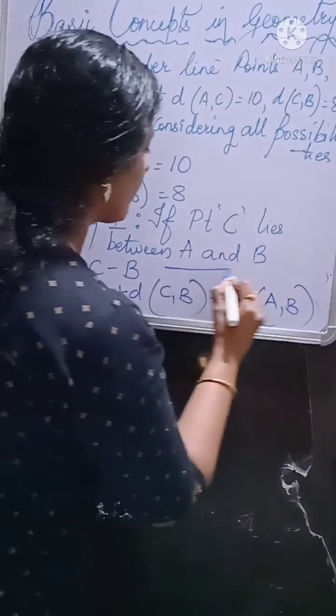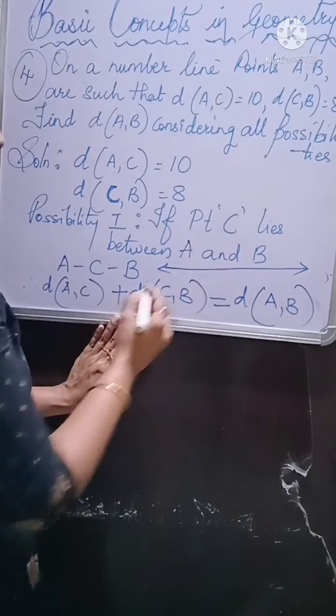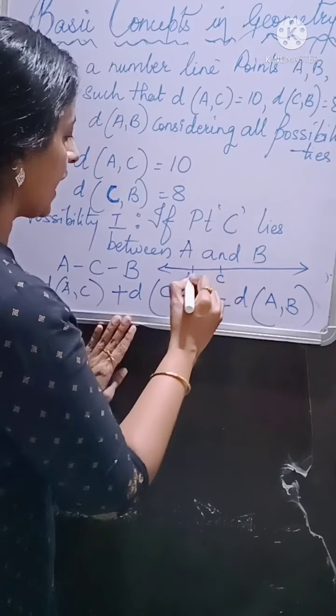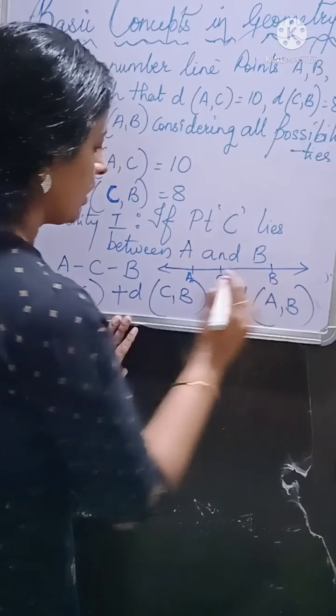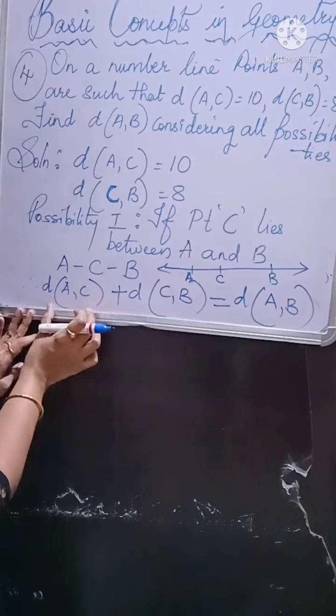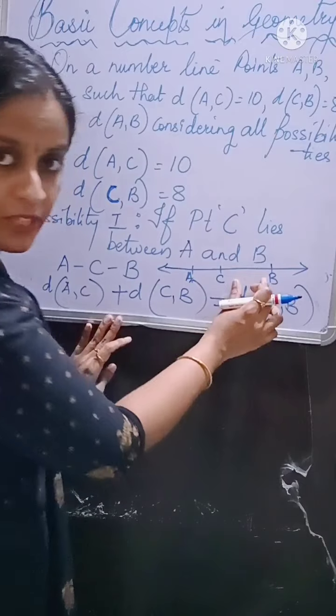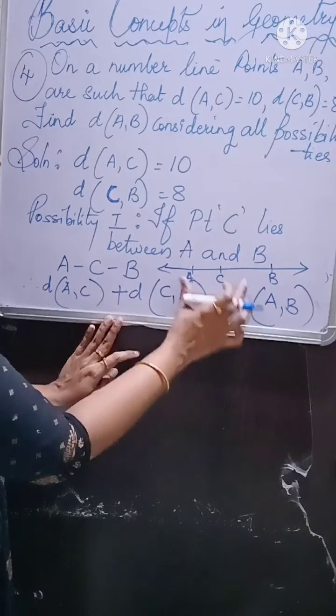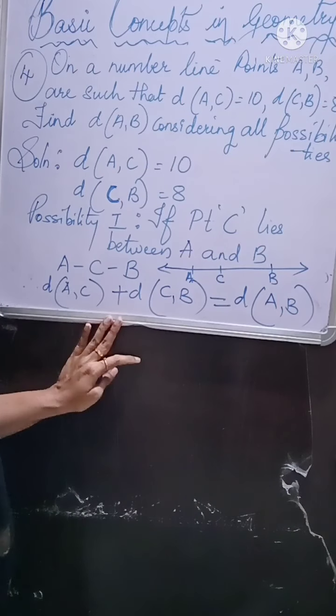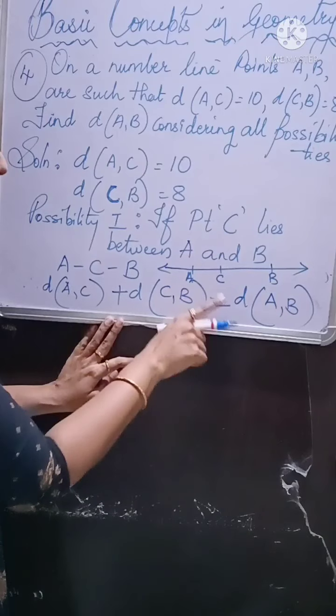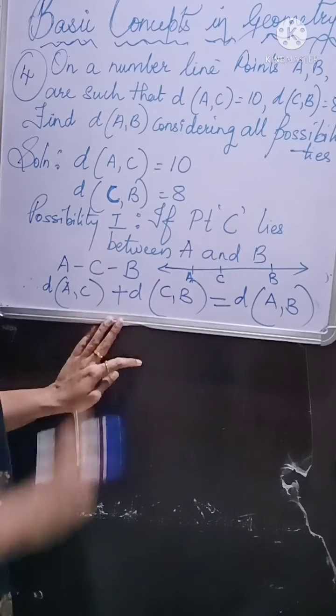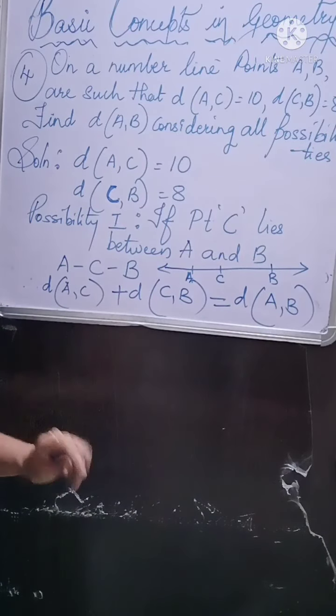If you want me to draw the figure, just see. So here C is in between A and B. So distance between A and C plus distance between C and B will be equal to distance between A and B. First and second, second and third is equal to first and third. This is what I wrote.